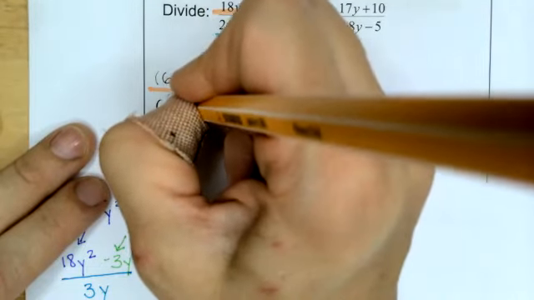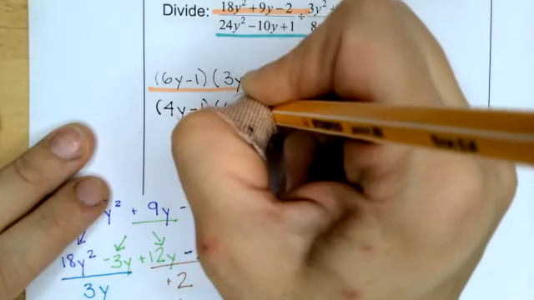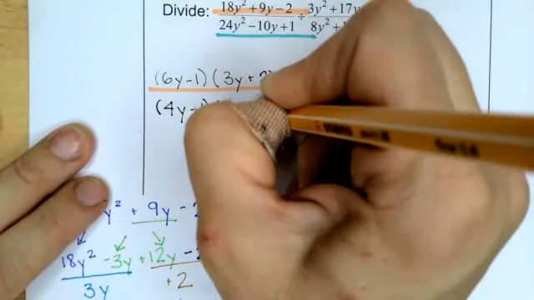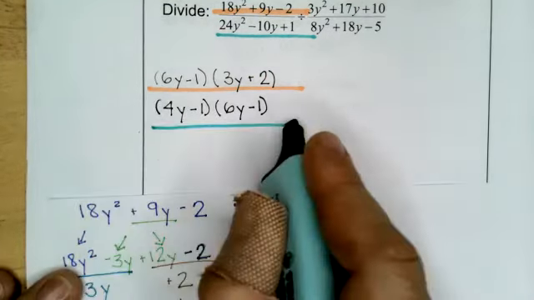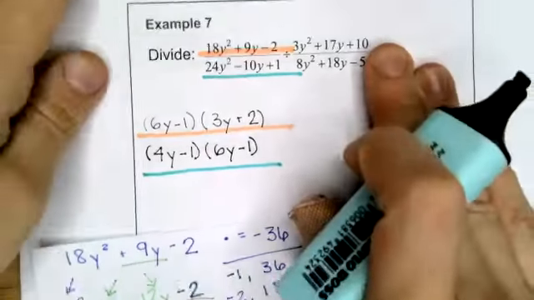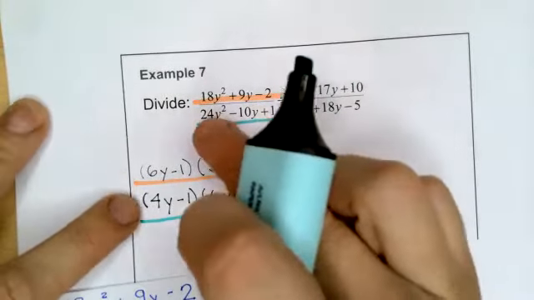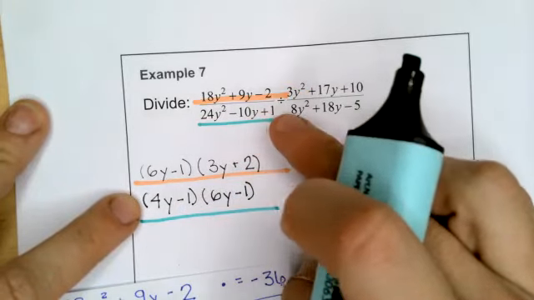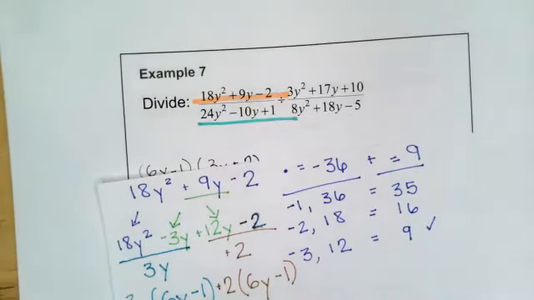There is nothing magical or new about this. Good. So I changed 18y squared plus 9y minus 2 to this. I changed 24y squared minus 10y plus 1 to this. It does take a lot of work, but it's work we know how to do.